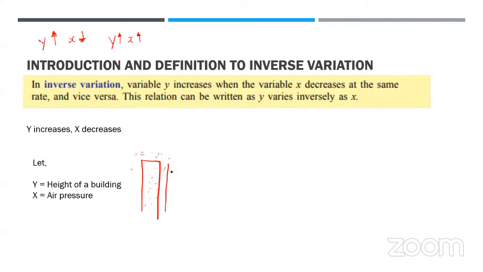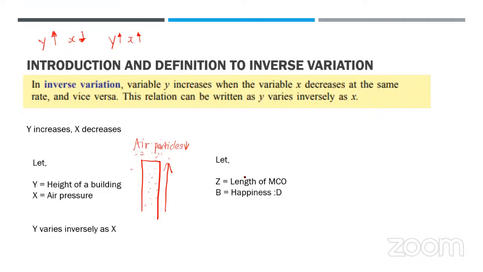So if the height of a building increases, there are less air particles. And when there are less air particles, the air pressure also decreases. So we can conclude that y, which is the height of the building, varies inversely as x, which is air pressure. Okay, let's look at one more example, which is more, I guess you could say, contemporary or more modern. Let some variable z equal the length of the movement control order or MCO or lockdown, and let b equal happiness.